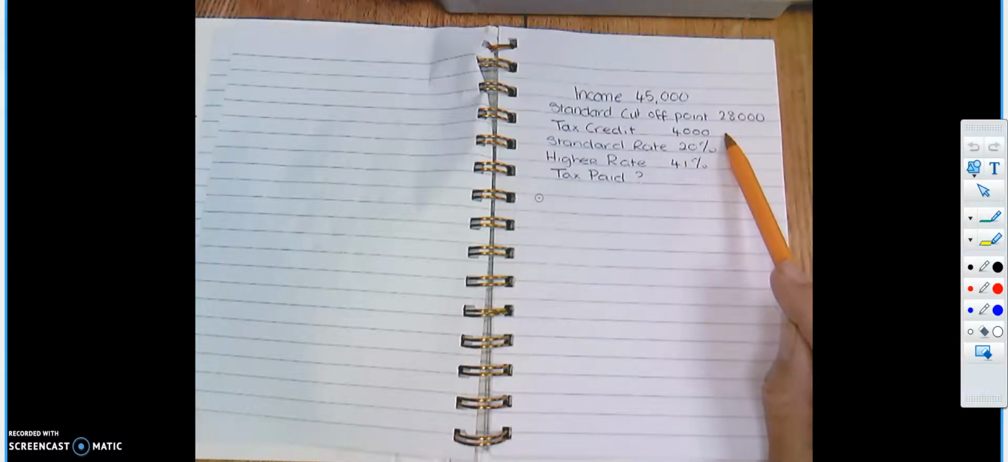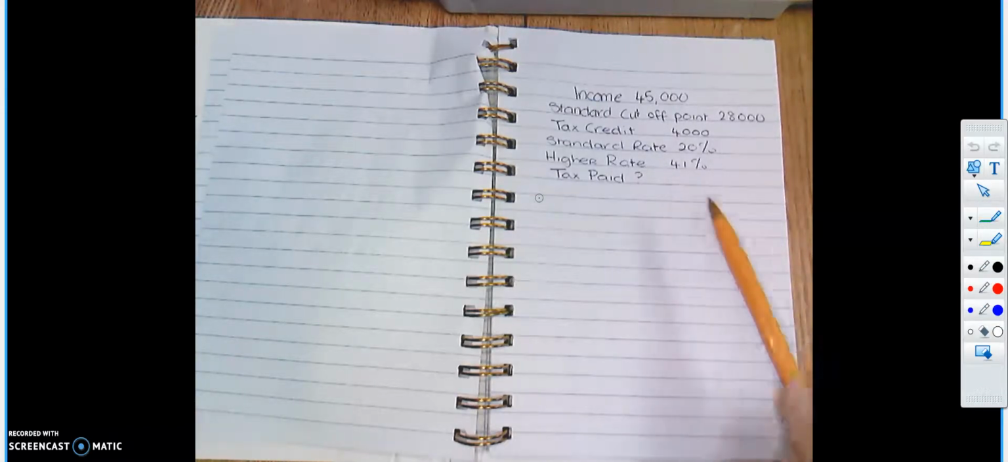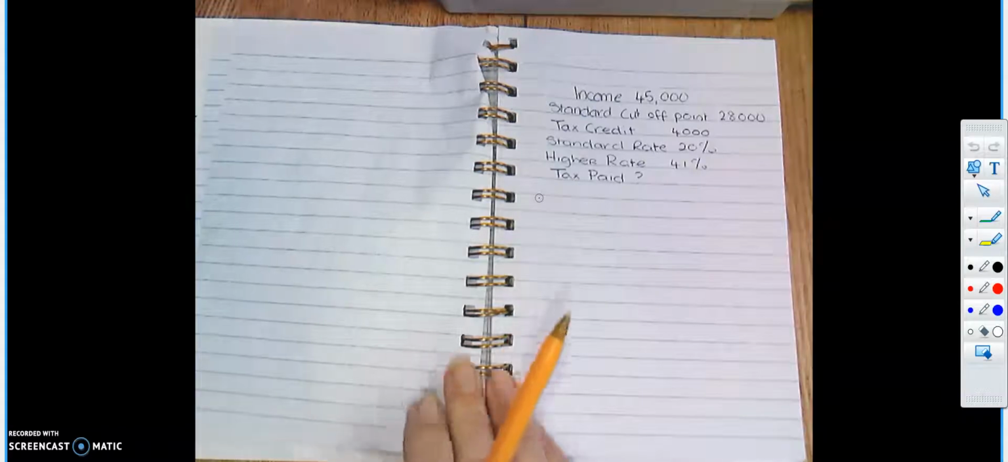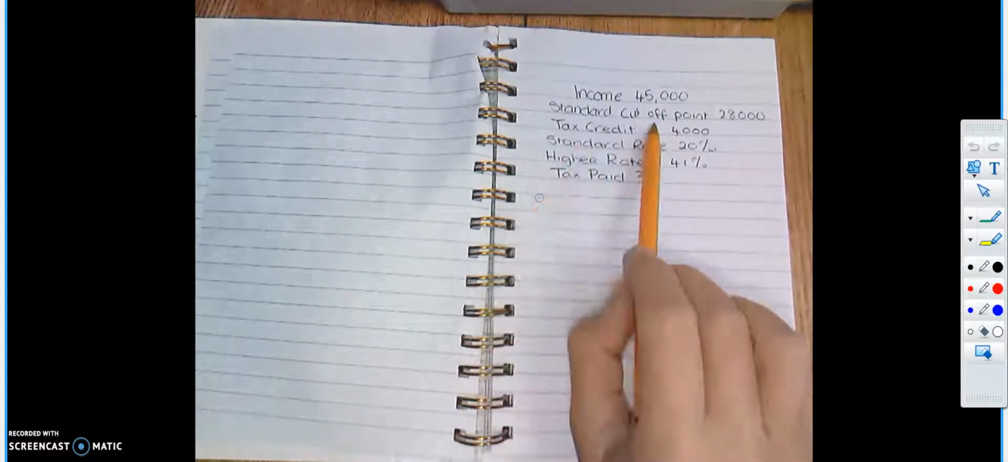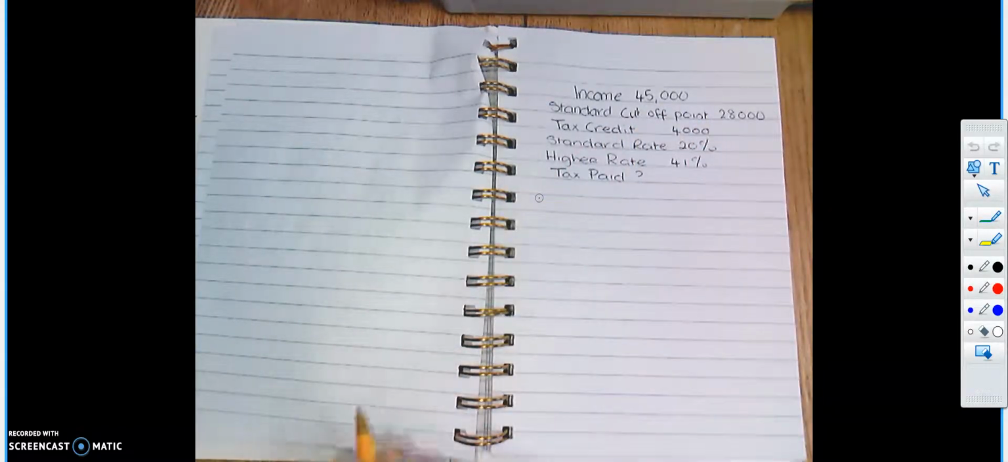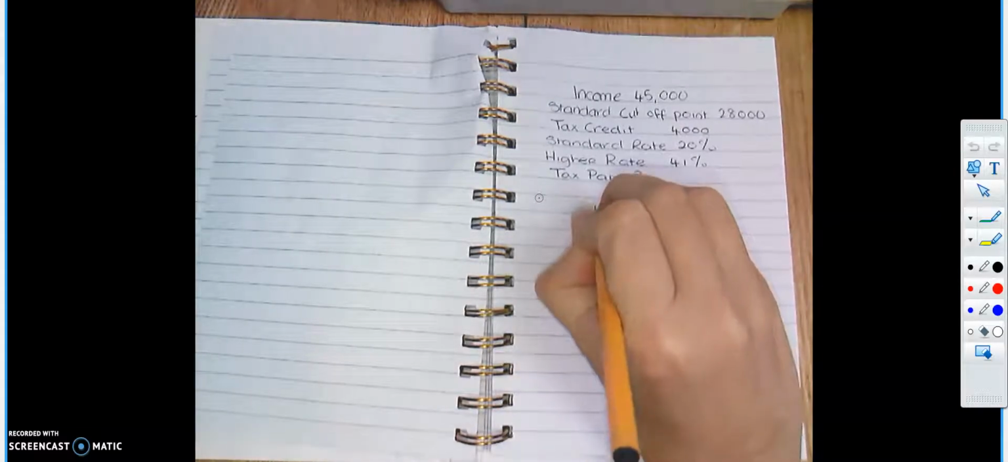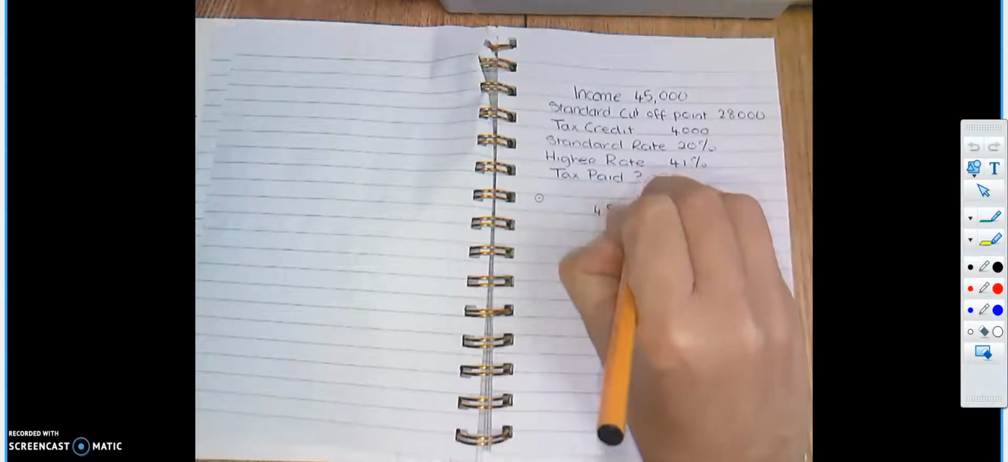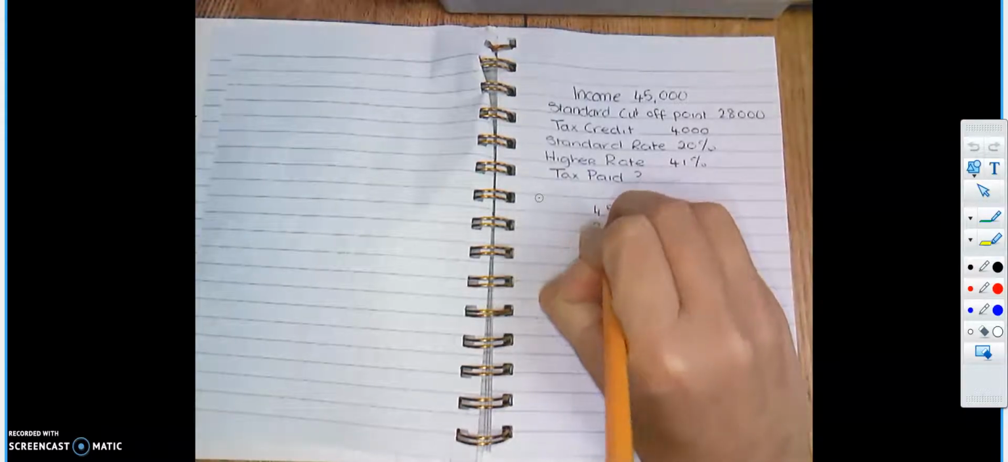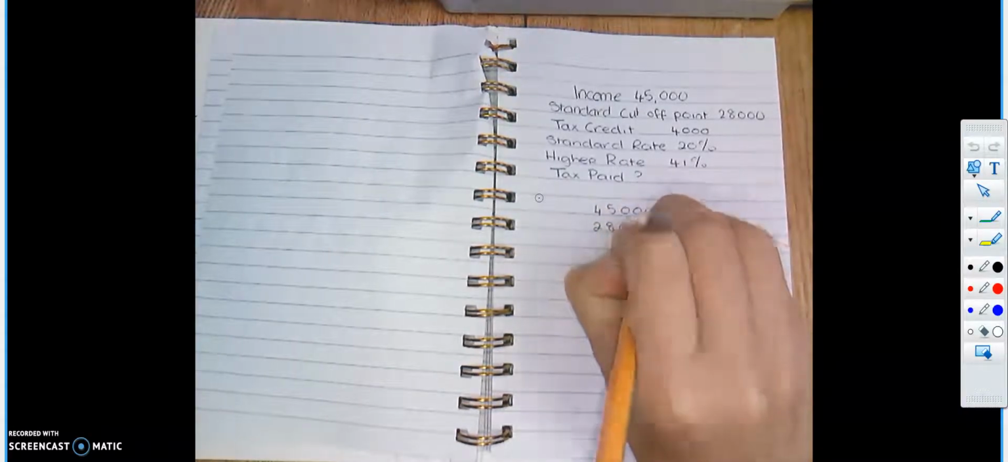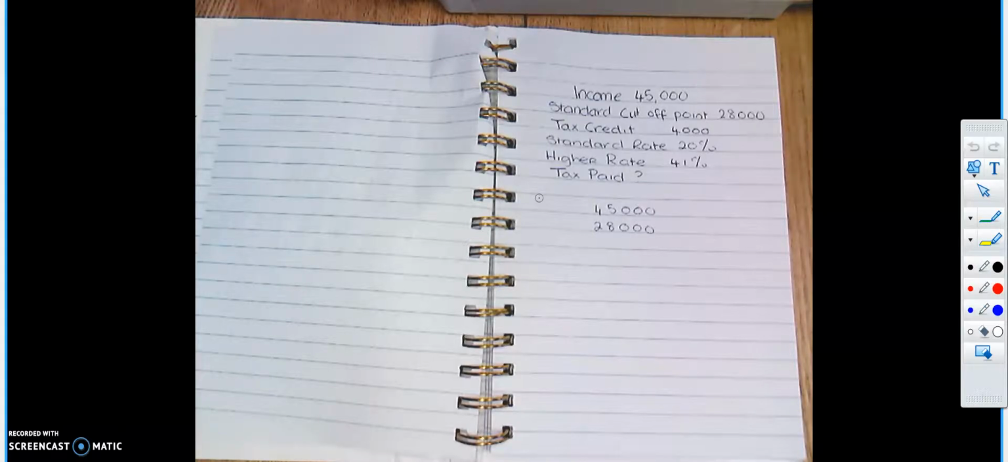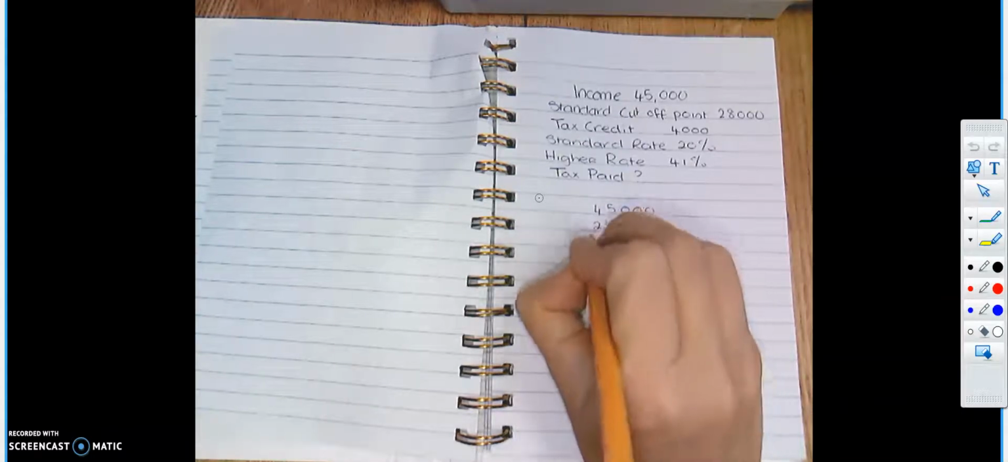In this question as well, you are told that they have a tax credit of 4,000, right? And you have to work out how much tax they paid. Your steps to do this: because the income is above the standard cutoff point, you subtract the standard cutoff point from the person's income. So you're going to go 45,000 take away 28,000, and that gives you 17,000.